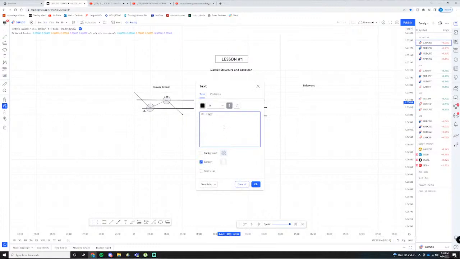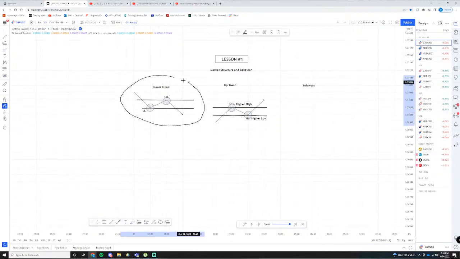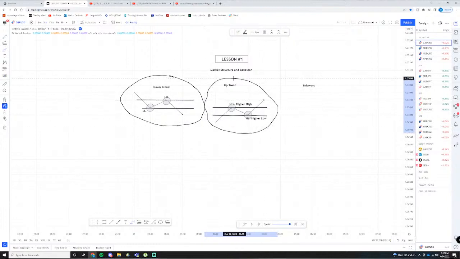Let me just write this out for you guys so you can visualize this. Lower high, lower low. Right. Once you see these 2 moving markets, this market and this market is what you want to trade.